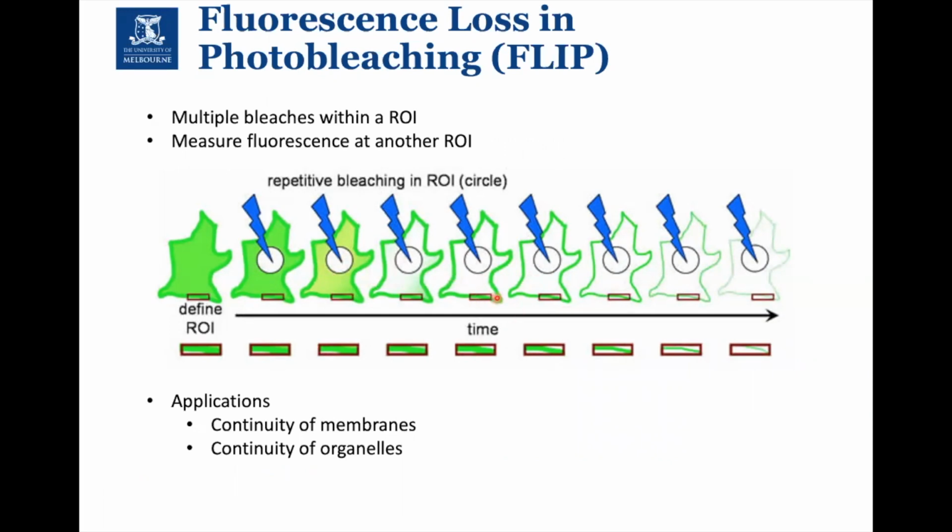Whereas, say, if we look at the region of interest here on the cell membrane, we can see that that's taking much, much longer for the fluorescence to bleach out. So things we can look at are things like continuity of membranes or organelles within the cells.